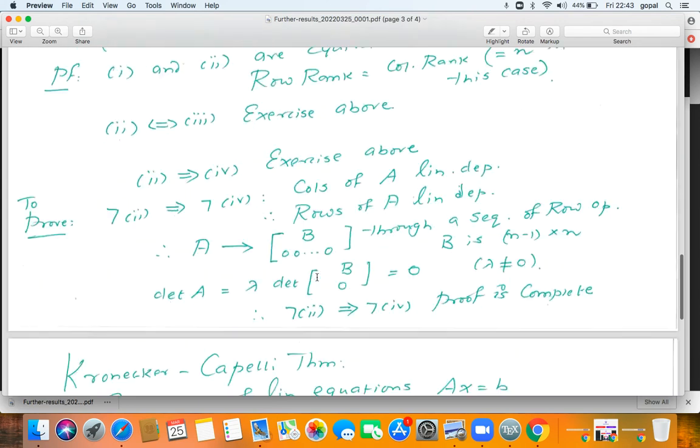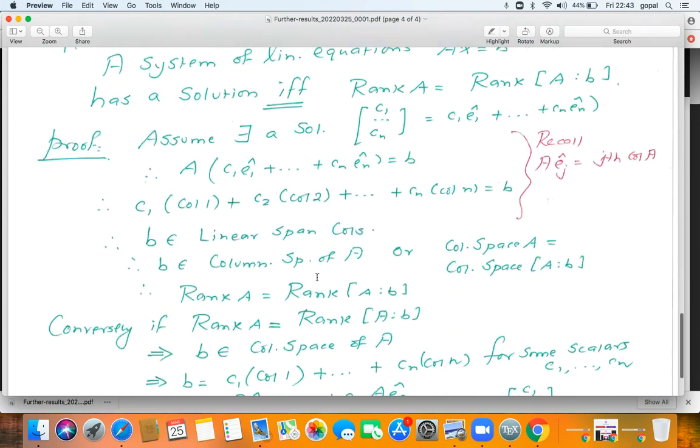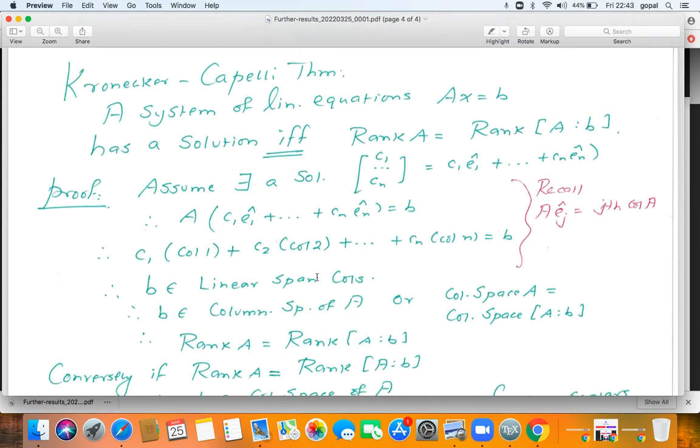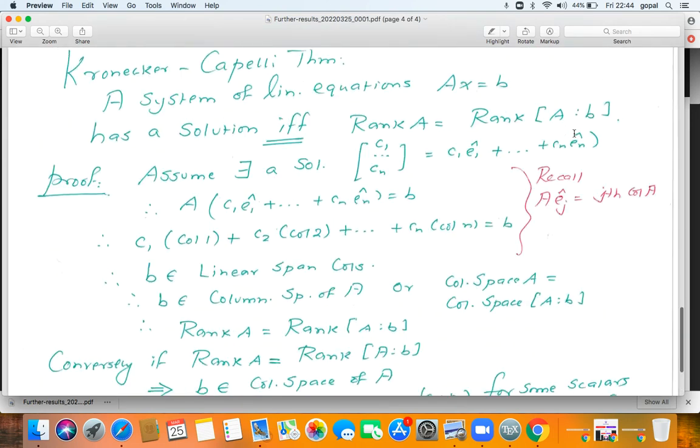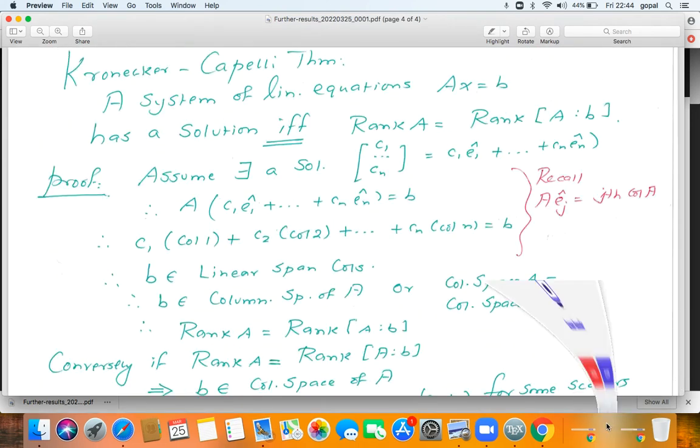Now this leaves one last thing called the Kronecker-Capelli theorem. The Kronecker-Capelli theorem says that a system of linear equations Ax equals b has a solution if and only if the rank of the associated matrix equals the rank of the augmented matrix. This I shall do next time. I shall stop recording and I shall stop it here.